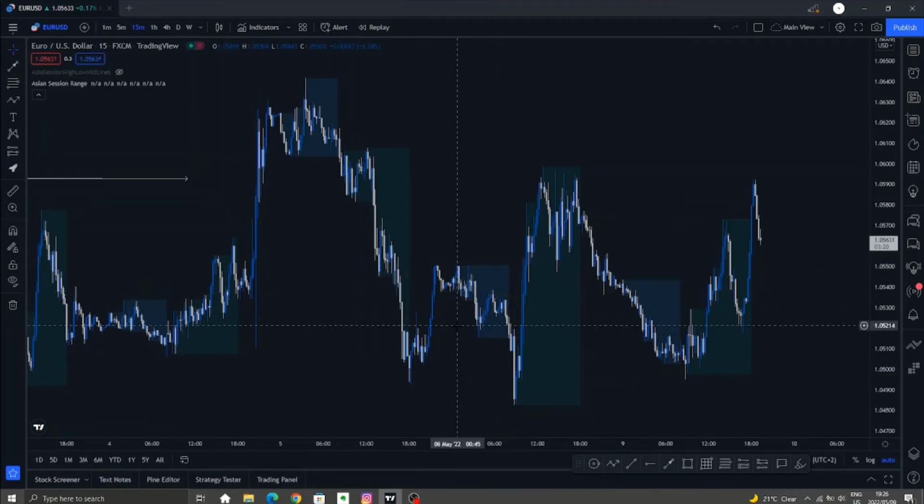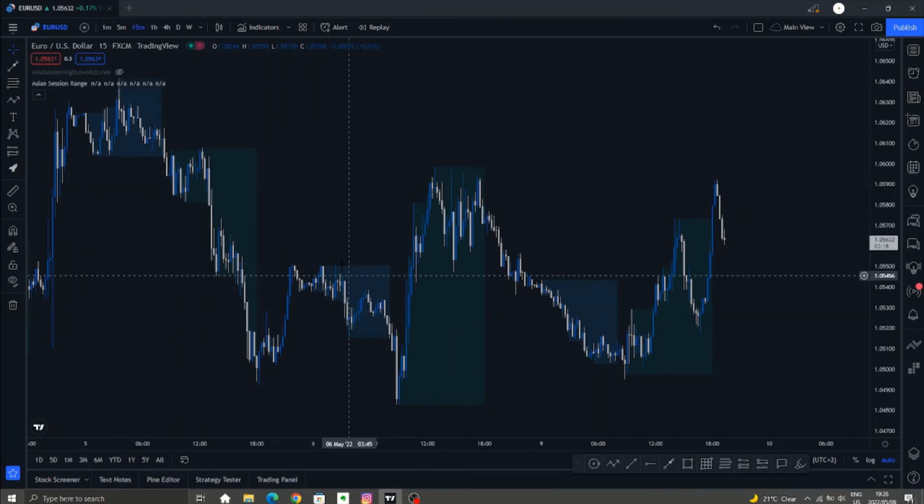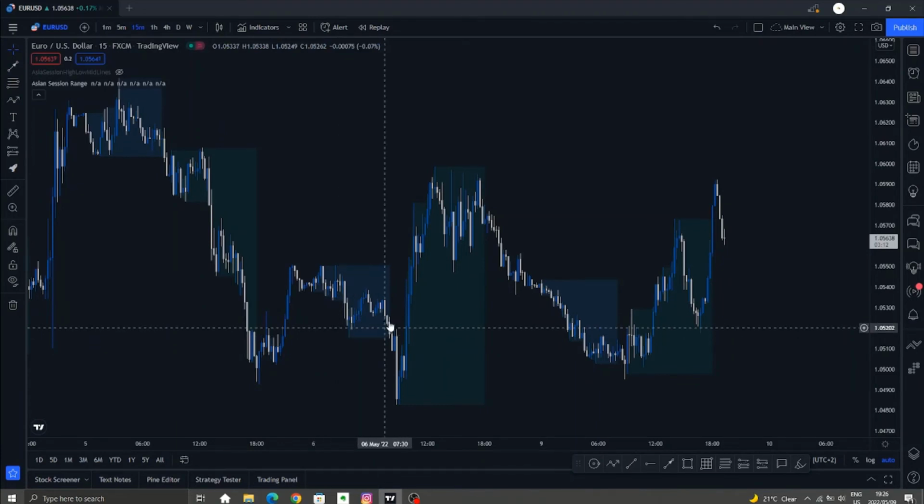Now what this Asian session did is it generated liquidity. It generated equal highs up here, and then it generated your session low down here. Now on the 6th of May, just before the start of the London session, we can see the price action took that liquidity, that Asian low liquidity.